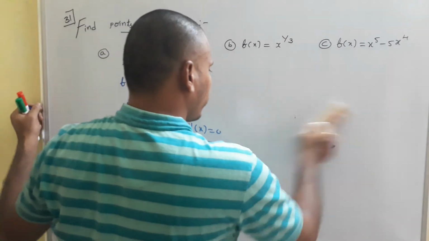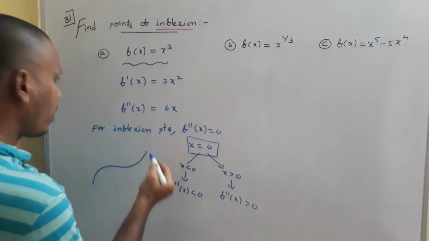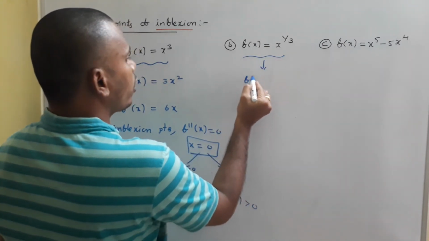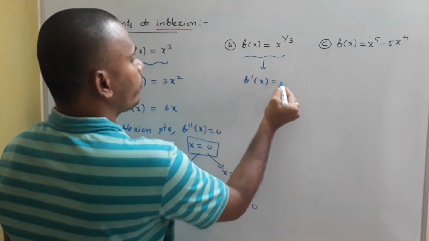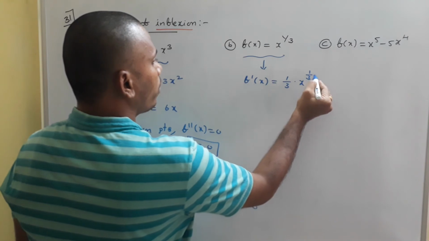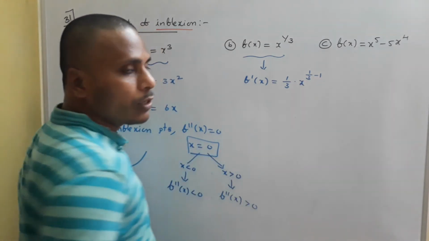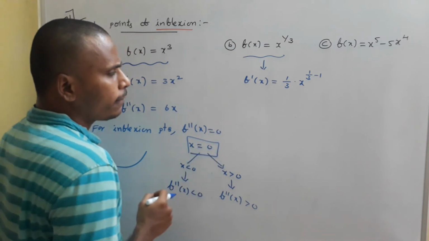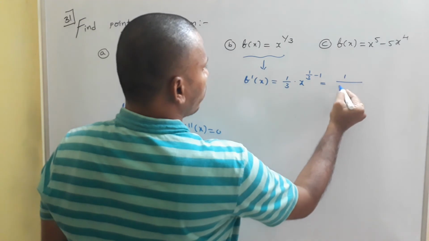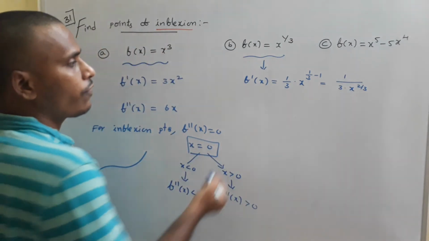So this is the graph. And now f of x equals x power 1 by 3. For this you just calculate f dash of x. f dash of x is equal to 1 by 3 into x power 1 by 3 minus 1. So x power 1 by 3 minus 1 means what? Minus 2 by 3. So that is equal to 1 by 3 into x power minus 2 by 3. That is f dash of x.